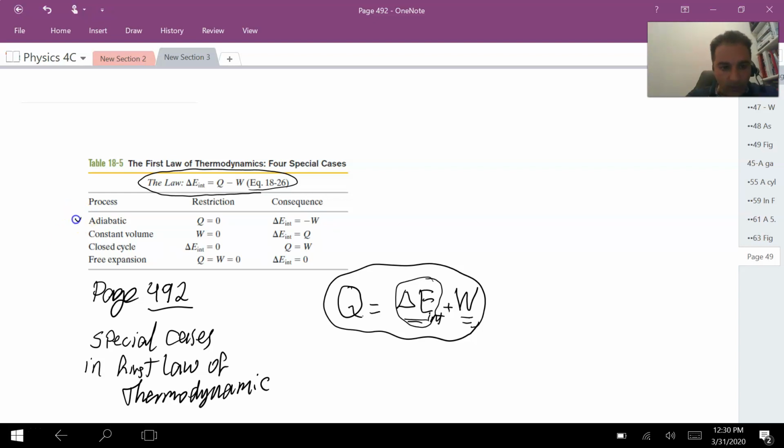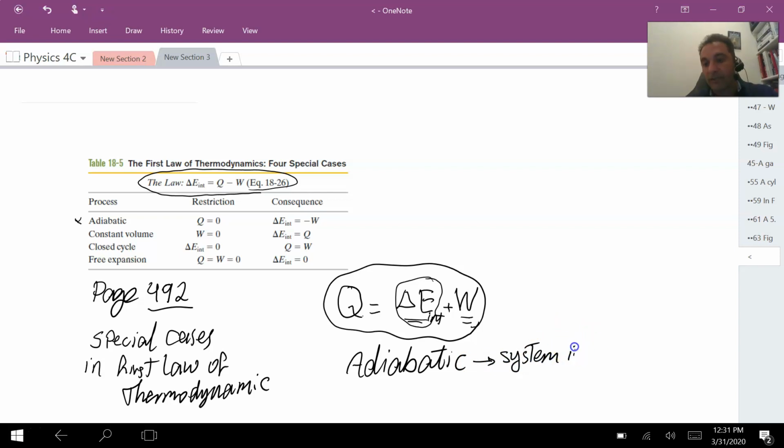The first of all is called adiabatic. What does adiabatic mean? Adiabatic means the system is completely insulated. So there is no heat transfer. So delta Q in reality is zero. Let me give you one example.